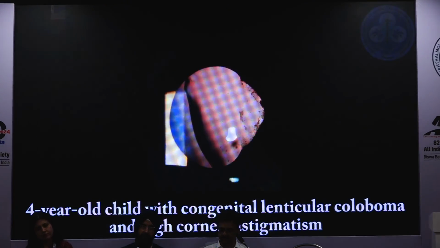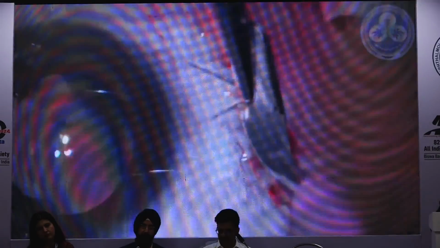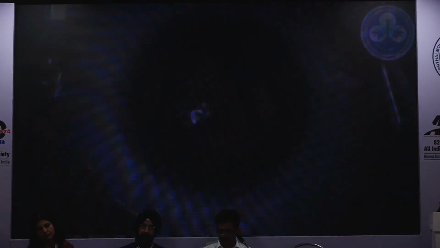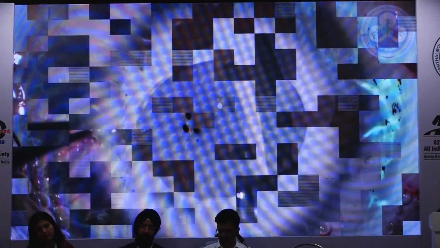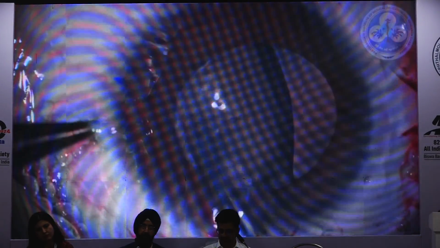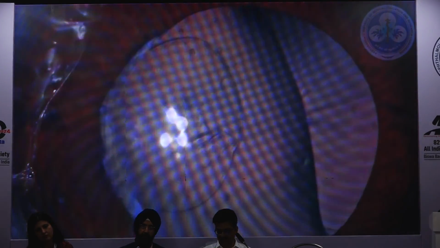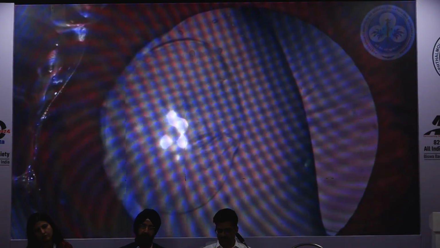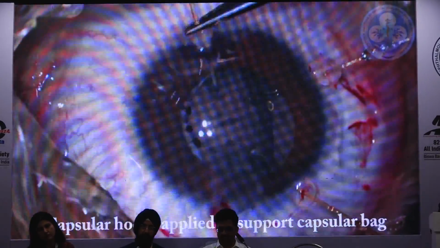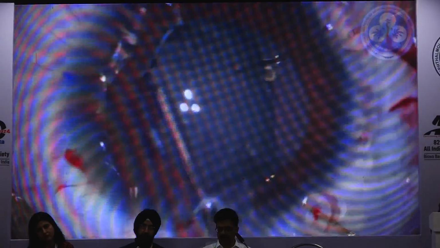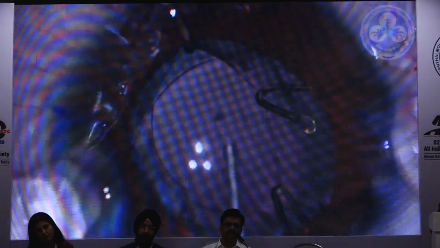Then comes another case with lenticular coloboma with high corneal astigmatism. So here it is not an issue of implantation of the IOL. Here there is another issue, that we have to achieve centration of the IOL. I think which is best achieved by fixation of the capsular bag. These are the capsular hooks. And cortex is removed from the capsular bag.